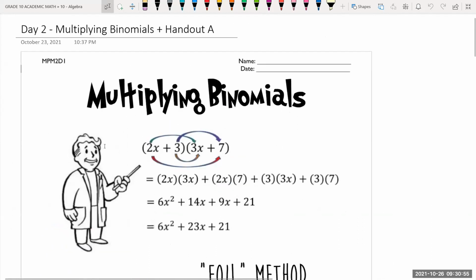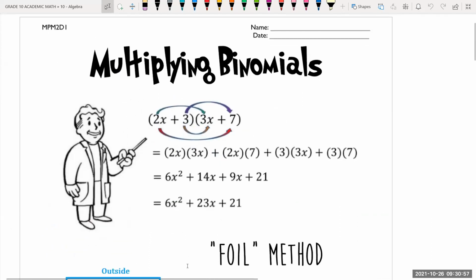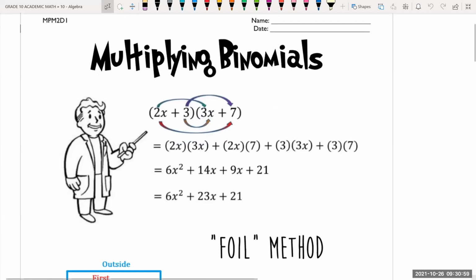Yep. Yeah, because they're unlike terms.